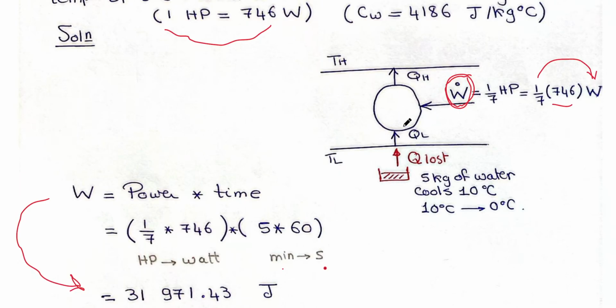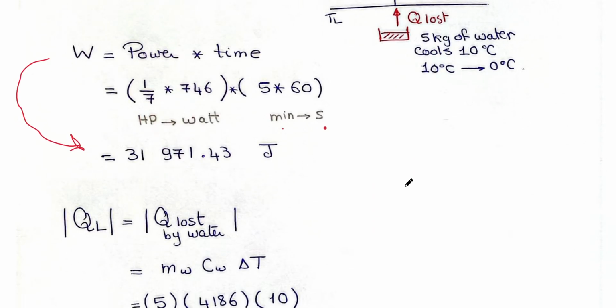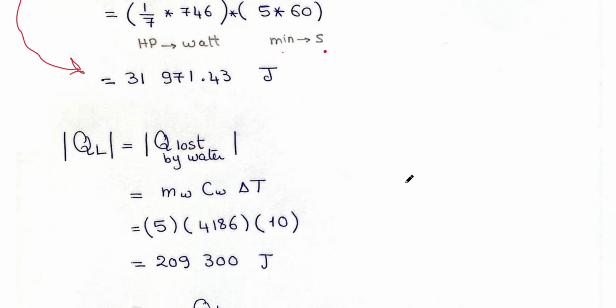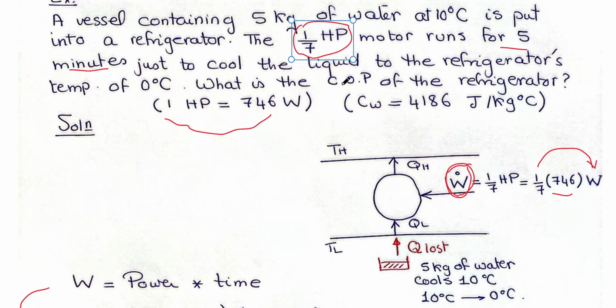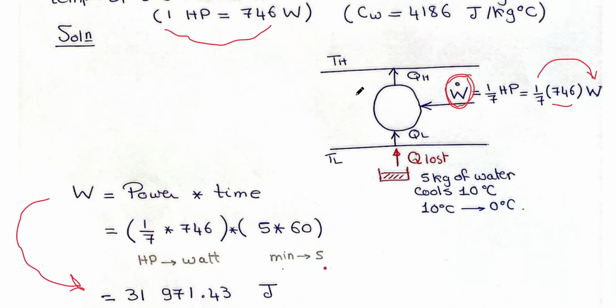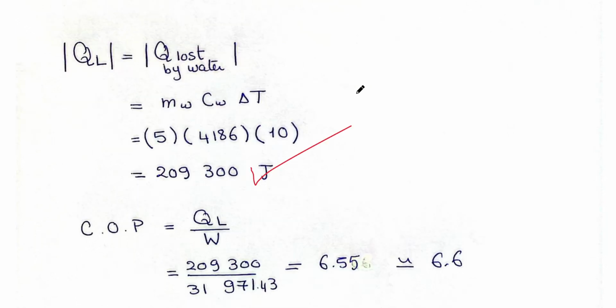To calculate the QL, QL is the amount of heat the compressor is absorbing from the water. It is the same amount of heat lost by the water. Water is cooling 10 degrees, so 5 kilograms of water, C of water multiplied by 10 will get you Q lost by water.